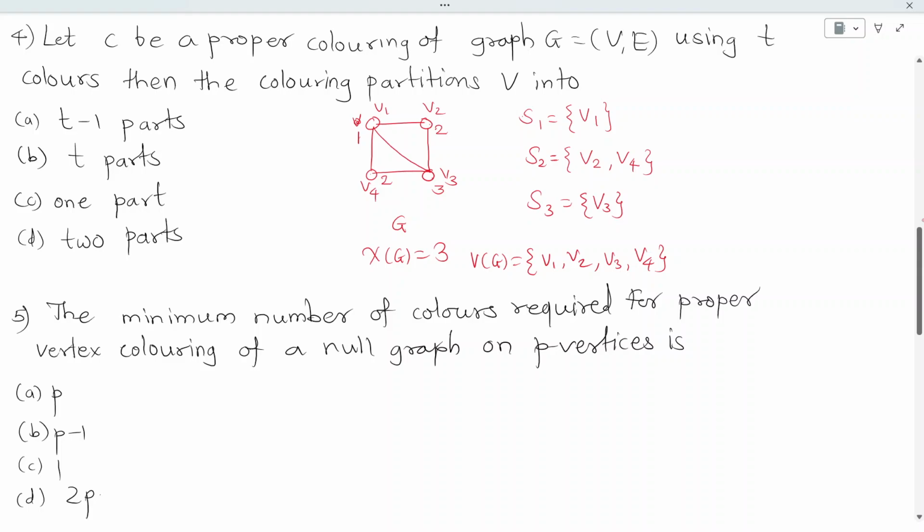So if the chromatic number of a graph is 3, then we have partitioned the vertex set into 3 parts. Similarly, if the chromatic number of a graph is T, then we can partition the vertex set into T parts. Option T minus 1 would be correct if we got 2, but here the chromatic number is equal to 3 and we cannot partition the vertex set into 3 minus 1, that is 2 parts. We cannot partition this set into 2 parts and 1 part also. So options C, D and A are incorrect.